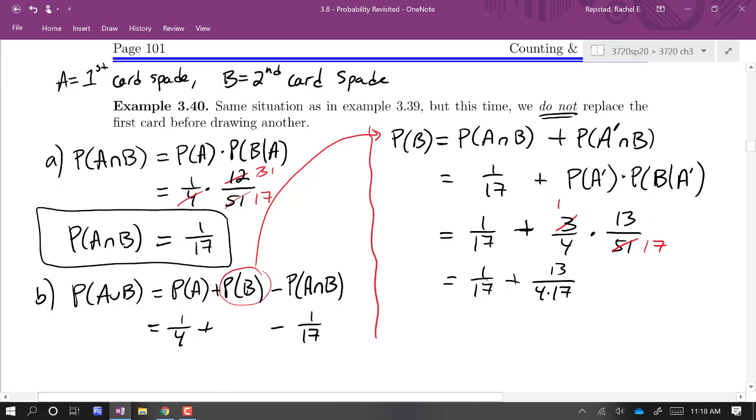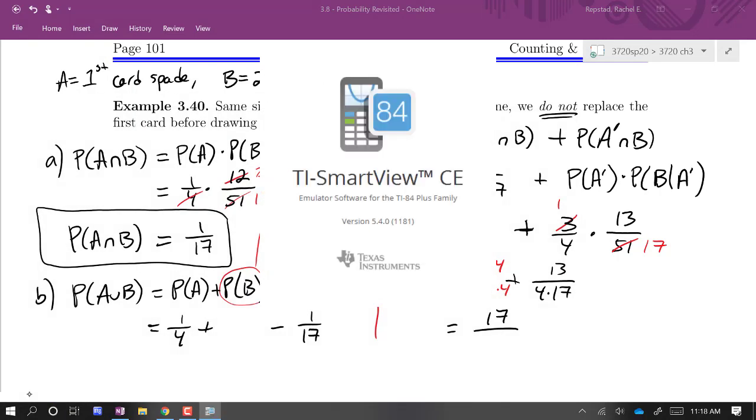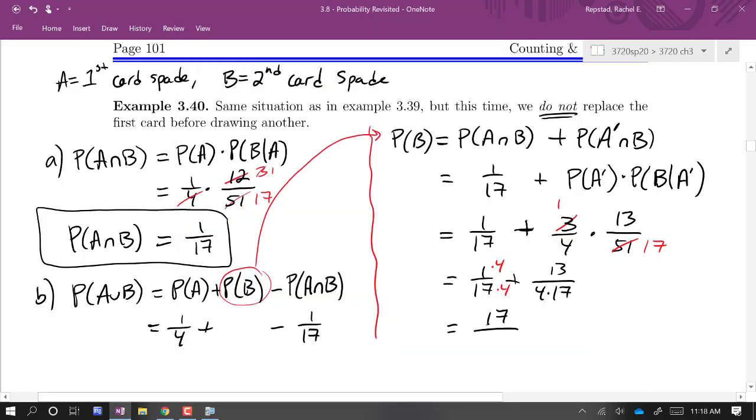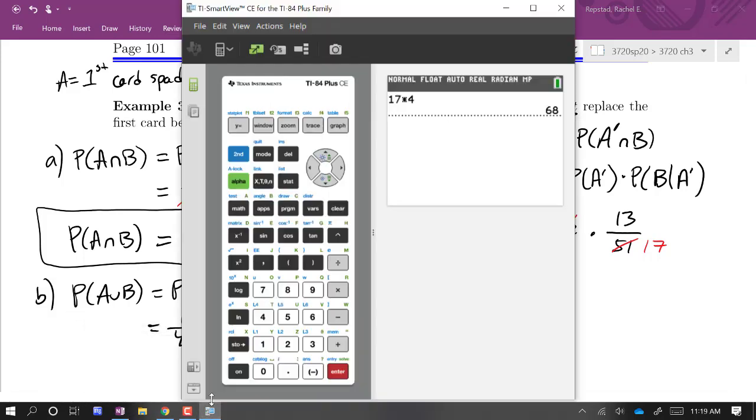Let's see, the first fraction needs a 4. So 13 plus 4 on top is 17. 17 times 4 is 68. And that is exactly 1/4.